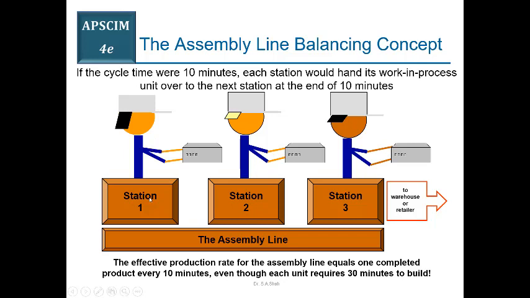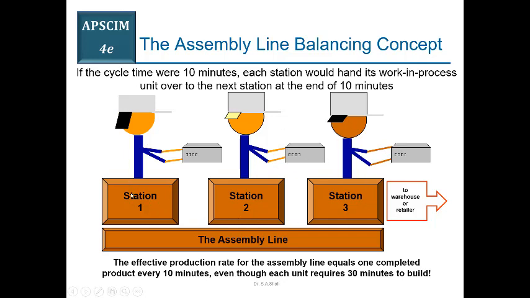So if you look at the product, you have one product. The part will first move to station number 1. It will be processed for 10 minutes. Then it will move on to the next station. 10 minutes of task operation will happen here, and 10 minutes here. So the total time of assembling this particular product is 30 minutes. Okay, that is 30 minutes.